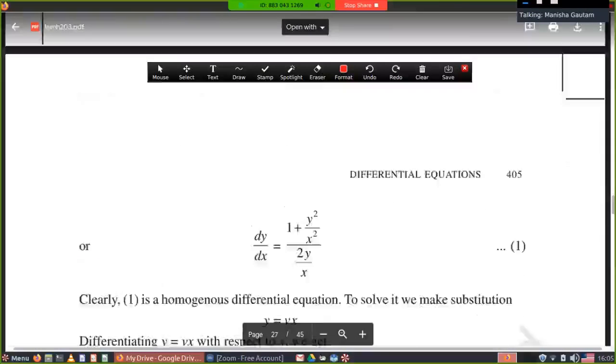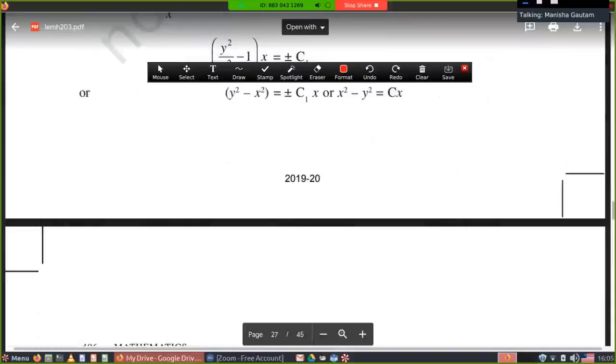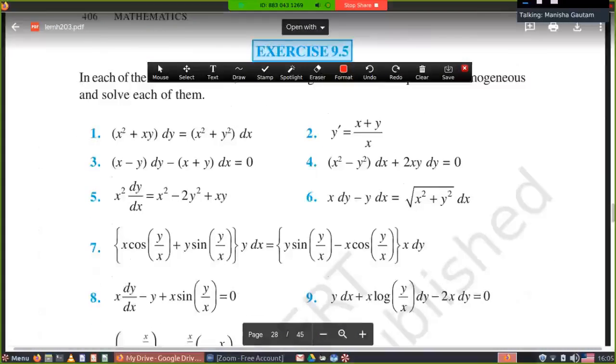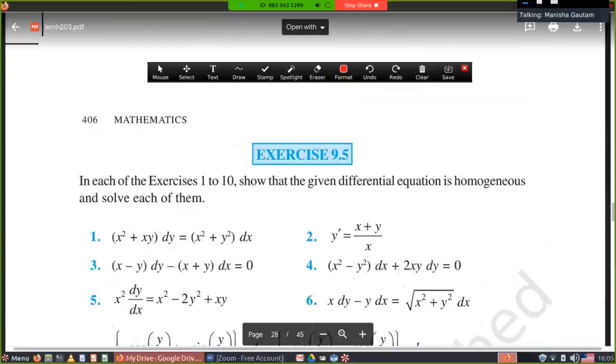All these questions are of the same type. Only word problems are not in your syllabus. Now you have to try exercises 9.4 and 9.5 both. First 9.4, using the variable separable method. In 9.5, you have to check whether the equation is homogeneous, and after substitution convert that homogeneous equation into variable separable and solve the question. Now here are two exercises which are in your syllabus.